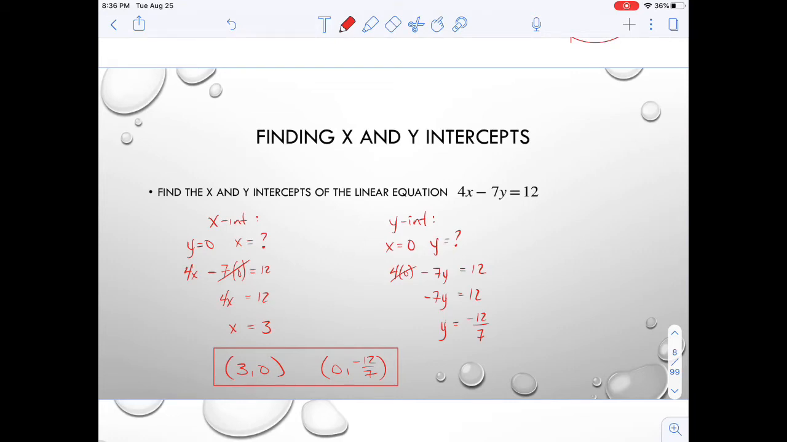If you leave them as x equals 3 or y equals negative 12 sevenths, those are actually horizontal and vertical lines. Okay, so we have to make sure that we have them in the appropriate form. And again, because we're talking about intercepts, we're talking about points. Please write them as points.